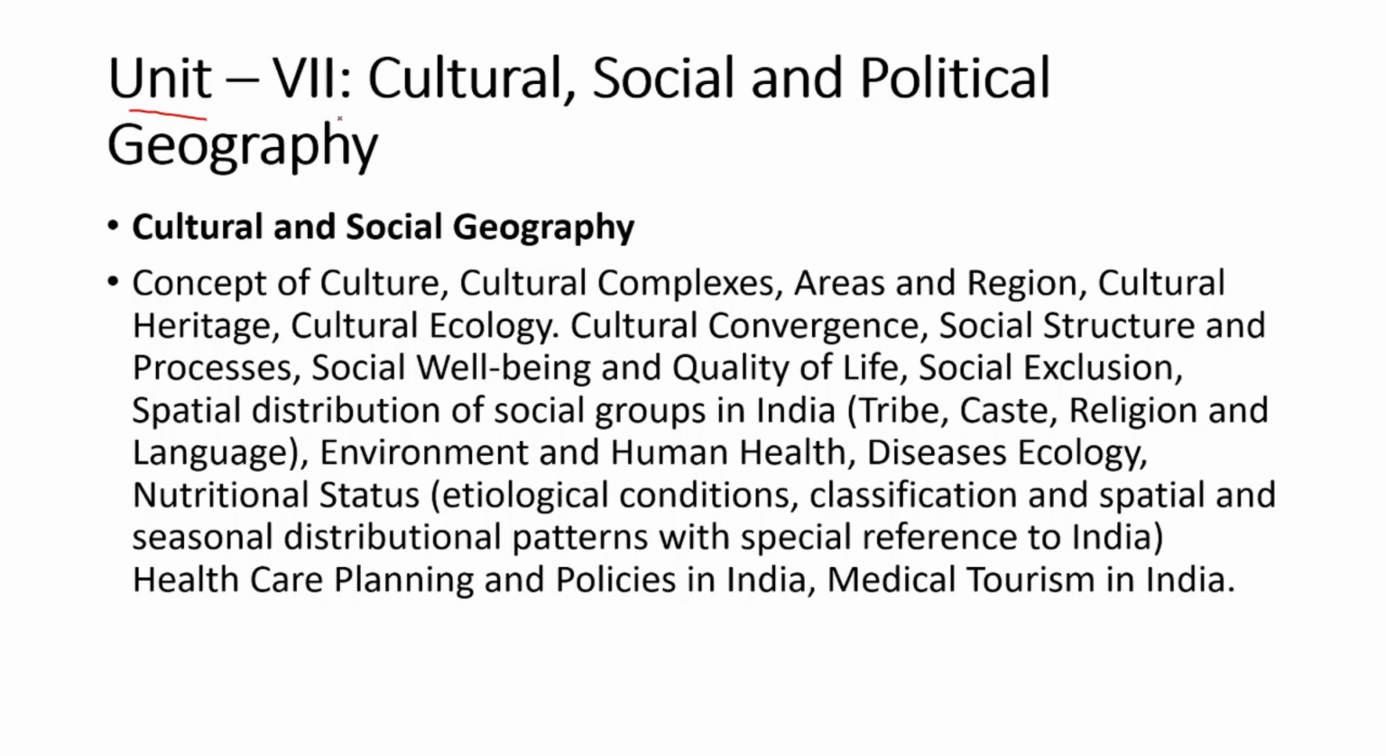Unit 7 covers cultural, social, and political geography, focusing on how cultural, social, and political factors shape the human environment. In cultural and social geography, the unit begins with the concept of culture, including cultural complexes, areas, and regions, and how cultural heritage and ecology influence human societies.